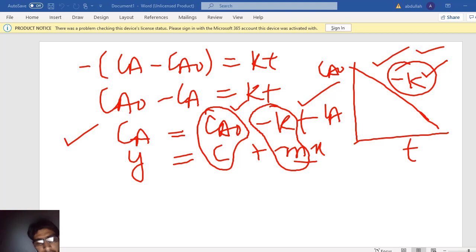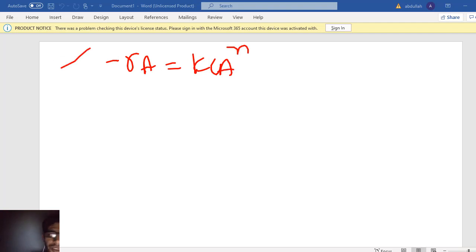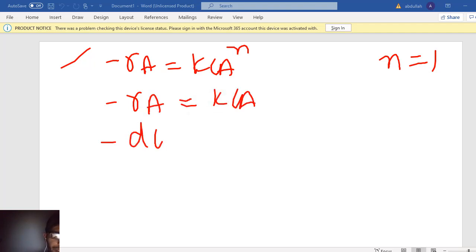Similarly, for the first order reaction, the rate law can be written as minus Ra is equal to K Ca to the power n. So this is the general rate law of a reaction. For first order reaction, n will be equal to 1, and it will be minus Ra is equal to K Ca. Now rate is equal to minus dCa divided by dt is equal to K Ca.